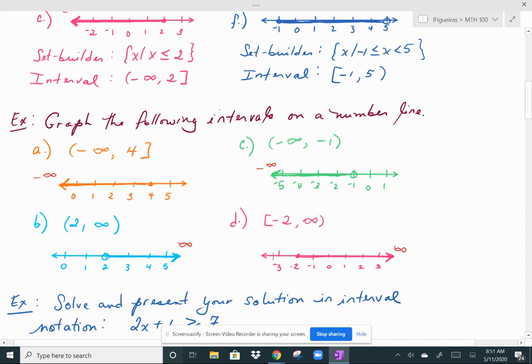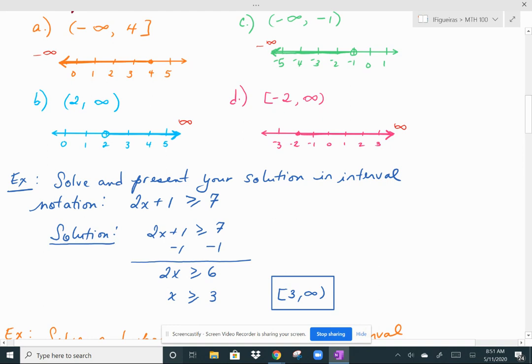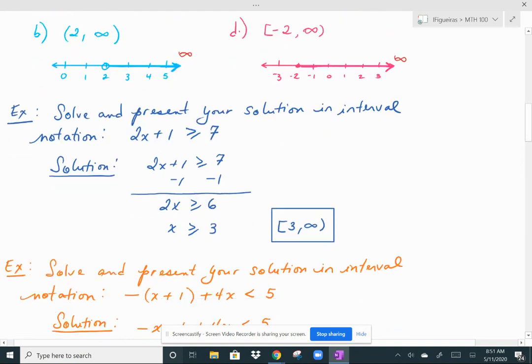Okay, so now that we know how to represent the solutions, let's solve some inequalities. Solve and present your solution in interval notation for 2x plus 1 greater than or equal to 7. All right, so we solve inequalities the same way we solve our linear equations. We're going to subtract 1 from both sides. We want to isolate x on one side.